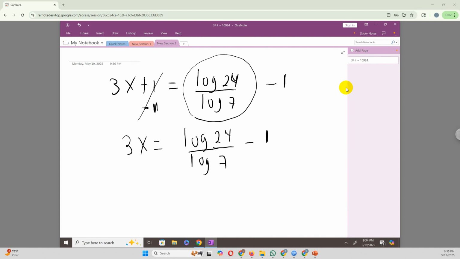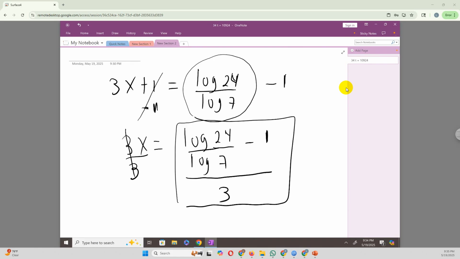And finally, to get the x, we have to divide this by 3 and this whole thing by 3. So x is going to be equal to all this expression. If you put it in a calculator, you can put parentheses in here and get a value from the calculator. Okay, that'll give you a decimal. So yeah, that's how you solve an exponential equation when the bases are not the same.